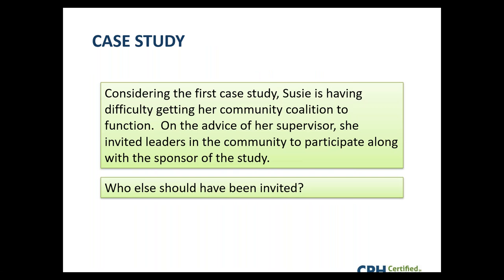So remember Susie, who we were talking about a few minutes ago, who's working with the local health department to develop this health promotion program, right, to decrease diabetes among minority and middle-aged adults. So let's think about this in terms of community partnerships, okay? So she has brought the health department that's funding and sponsoring the work and some other community leaders to the table. So take a moment to think about who else should have been invited to the table or should be invited to the table. Okay, next slide.